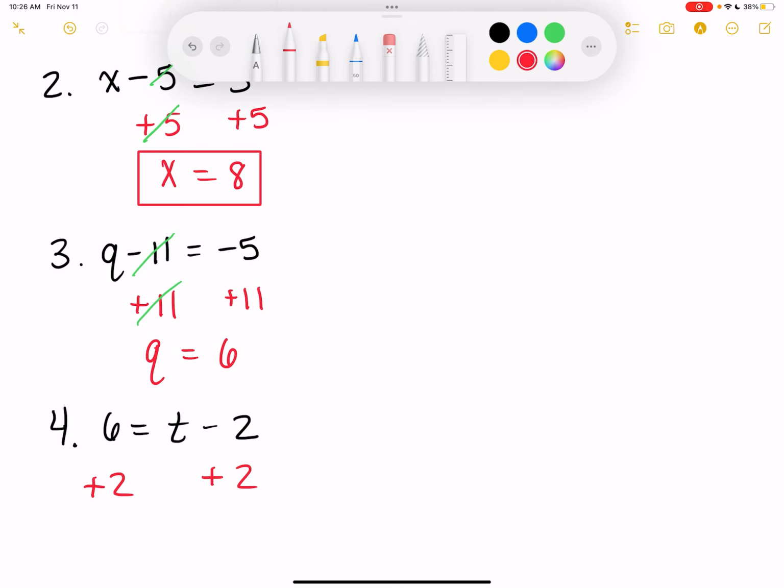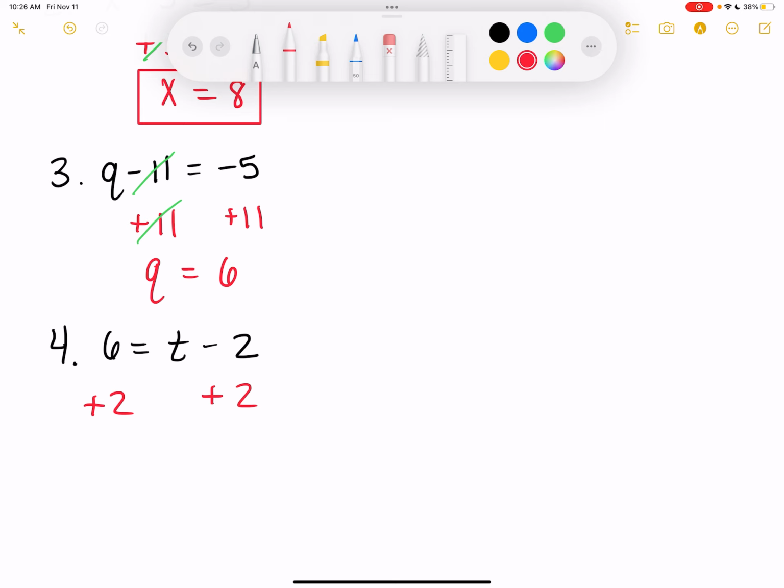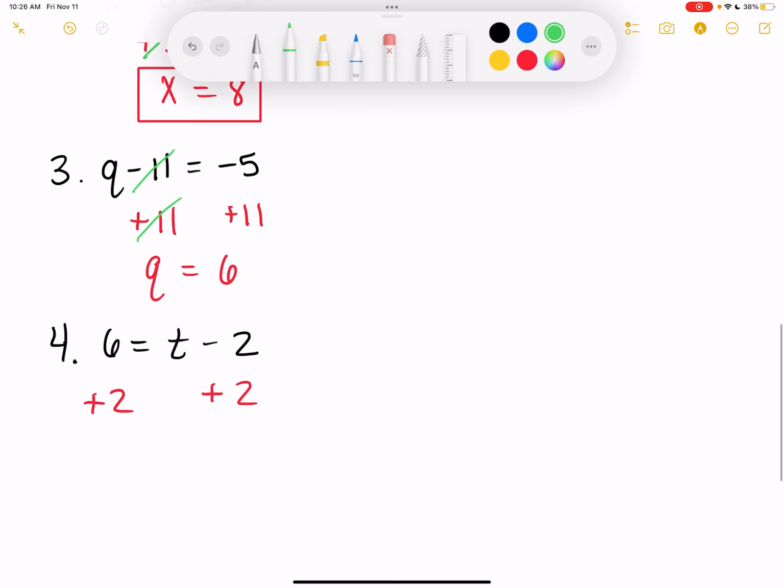So yes, we add 2 to both sides still. So then those 2's cancel. So then you're left with 6 plus 2 is 8. So 8 equals t. So that's a few addition and subtraction. So then let's look at a few multiplication and division ones.